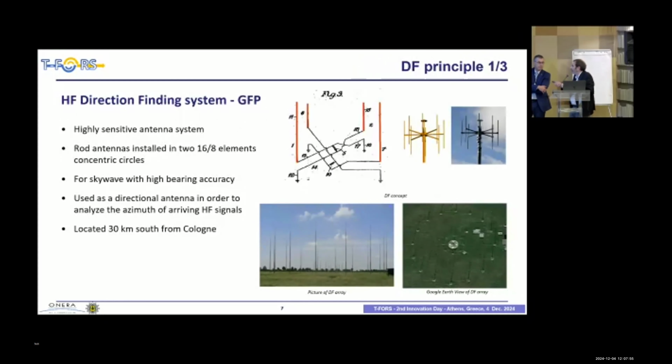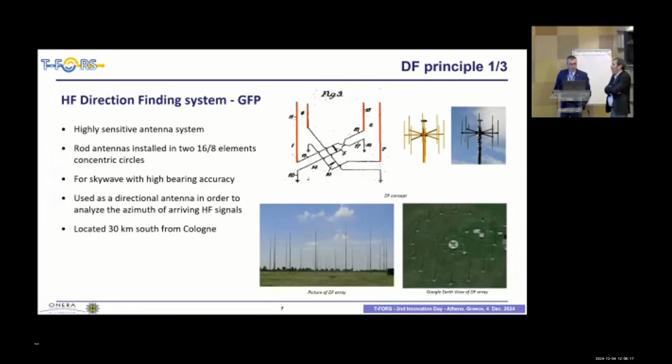So now we move on to the HF direction finding system. Okay, thank you, Philippe, for the change. Yes, I will show you some principles for HF direction finding. You can say these systems are all over the world, and I will cover some principal topics.